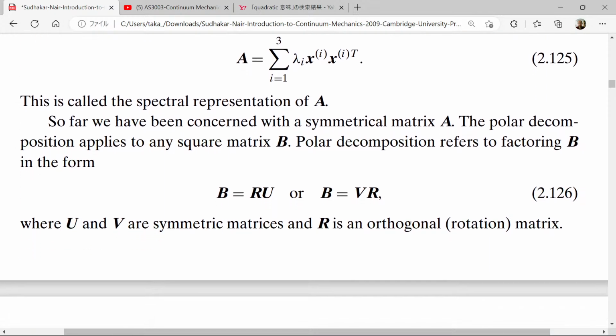So far, we have been concerned with a symmetrical matrix A. The polar decomposition applies to any square matrix B. Polar decomposition refers to factoring B in the form B equals RU or B equals VR, where U and V are symmetric matrices and R is an orthogonal matrix, a rotation matrix.